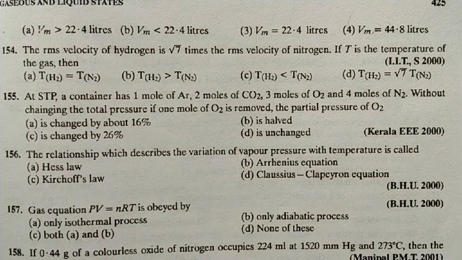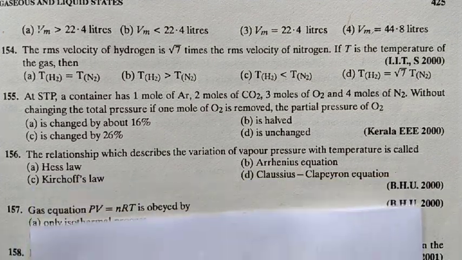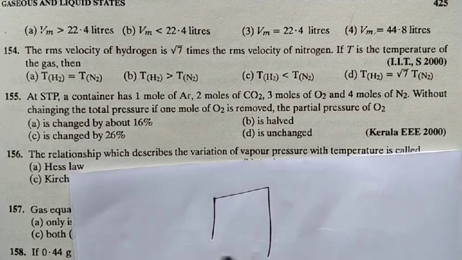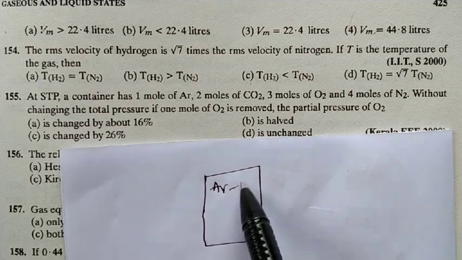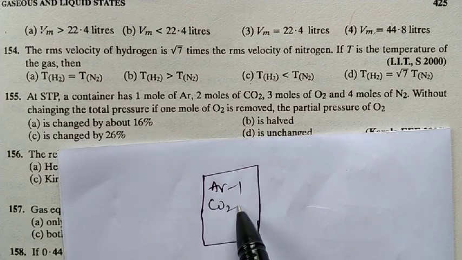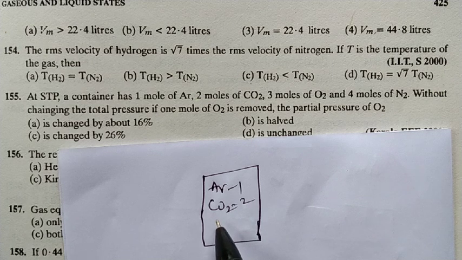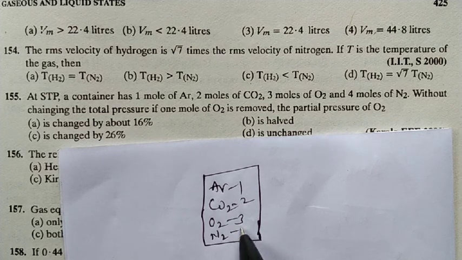Now look at the next question. At STP, a container has 1 mole of argon, 2 moles of carbon dioxide, 3 moles of O2 and 4 moles of N2. Without changing the total pressure, if 1 mole of O2 is removed, then the partial pressure of O2... As per the given data, observe here, just imagine this is one container. It contains 1 mole of argon, carbon dioxide 2 moles, oxygen 3 moles, and nitrogen 4 moles.